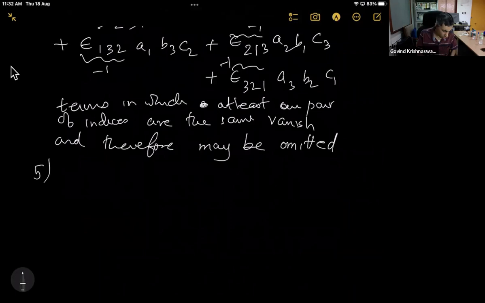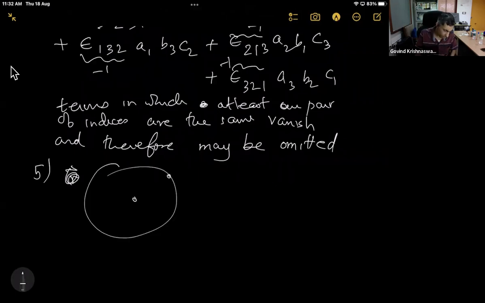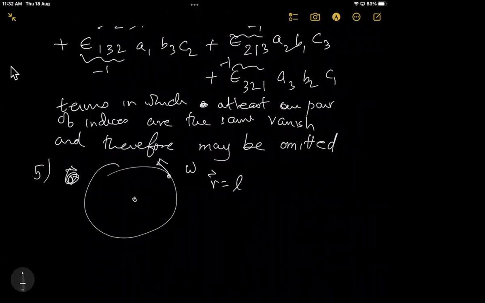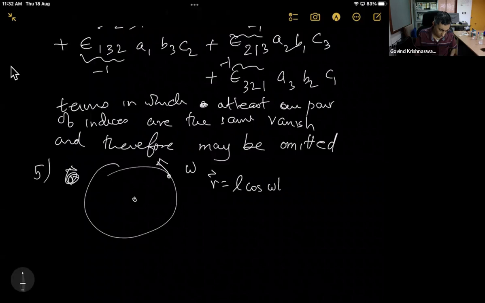Indeed. So the picture, of course, is the following. You have a particle moving around a circle counterclockwise at angular speed omega. Then its position vector r can be written as, I think the radius is L. Yes, it's L. So this would be L cosine omega t x plus L sine omega t y, because also the particle is starting here at time 0.